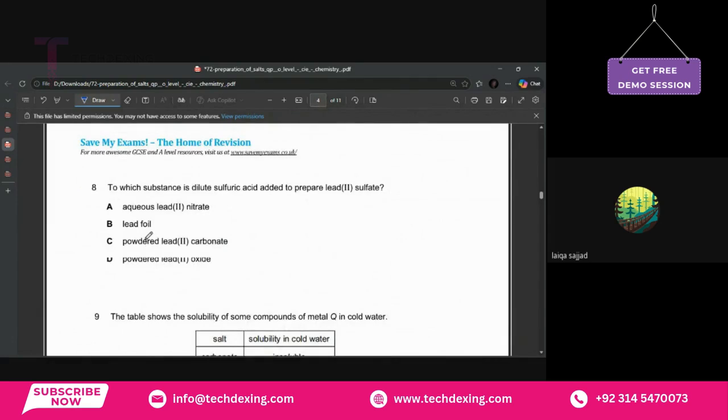Okay, so to which substance is dilute sulfuric acid added to prepare lead sulfate? Dilute sulfuric acid added to prepare lead sulfate. Aqueous lead nitrate. Option A. Very good, excellent.